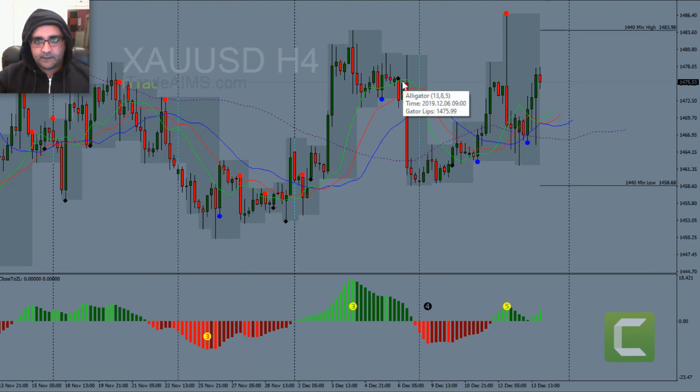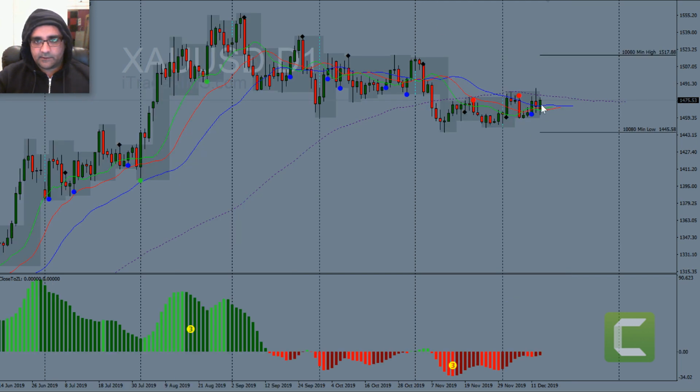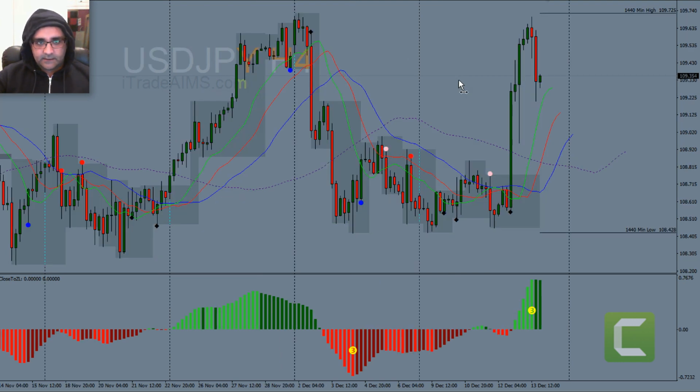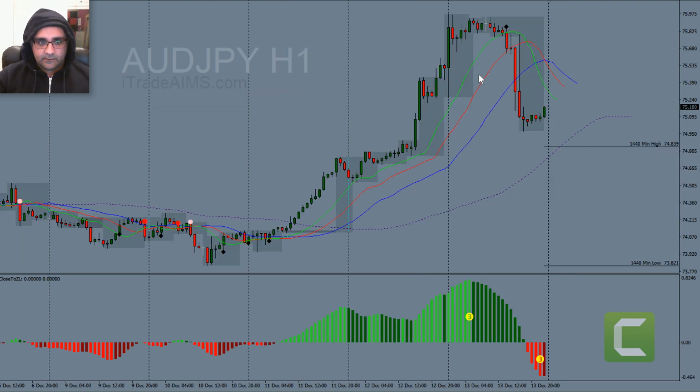Pound dollar. So this is gold. Gold is now stuck in the box. We'll have to wait for it to get out of the box. So that's dollar yen. What's it doing all the way here? Australian dollar yen, and that's it. 10 minutes of analysis. Bang.